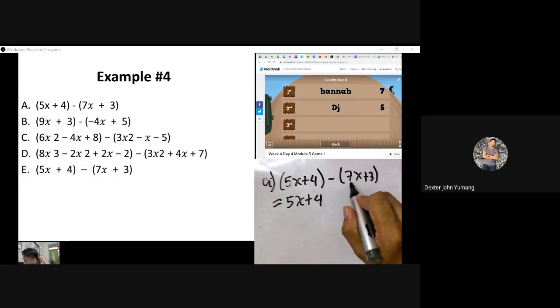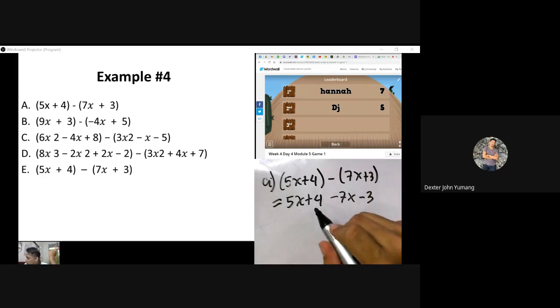So, lahat po ng signs dito magiging kabaliktaran niya. Si 7x, di ba, positive. Anong kabaliktaran niya? Negative 7x. Si plus 3 naman, positive. Anong kabaliktaran niya? Negative 3. Ganun po yung mangyayari kapag subtraction.